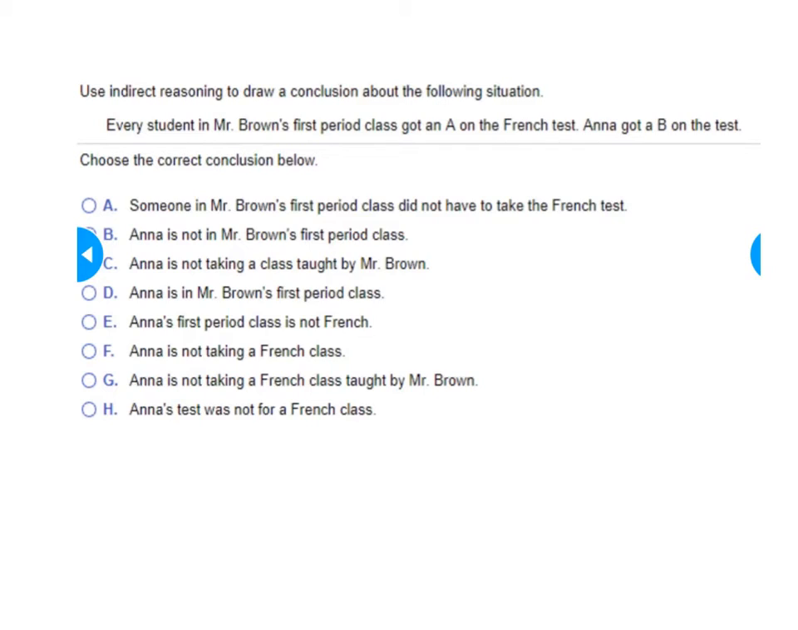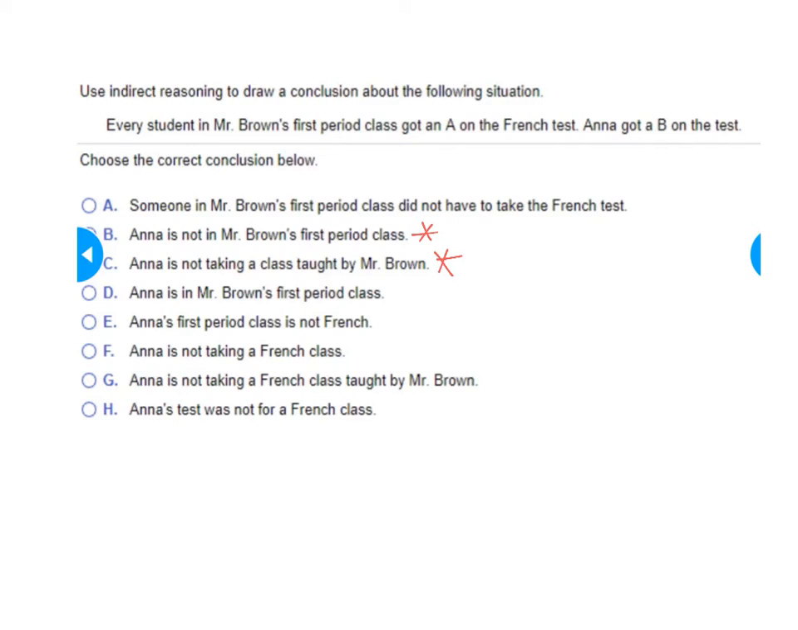Anna got a B on the test. So what's our indirect reasoning? Someone in Mr. Brown's first period class did not have to take the French test. I don't think that's it. It says every student in the class, so that would be all students. Anna is not in Mr. Brown's first period class. Okay, that could be a possibility. So let's put a little star next to that one. Anna is not taking a class taught by Mr. Brown. Okay, that might be it.